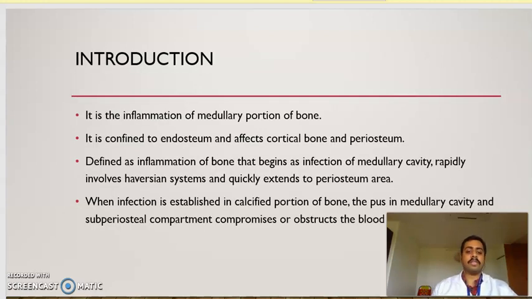Osteomyelitis is nothing but the inflammation of the medullary portion of the bone. It is confined to the endosteum and affects the cortical bone and periosteum. It is defined as an inflammation of the bone that begins as infection of the medullary cavity, which rapidly spreads to the Haversian systems and quickly extends to the periosteum area. When infection is established in the calcified portion of bone, the pus in the medullary cavity and the subperiosteal compartment compromises or obstructs the blood supply.